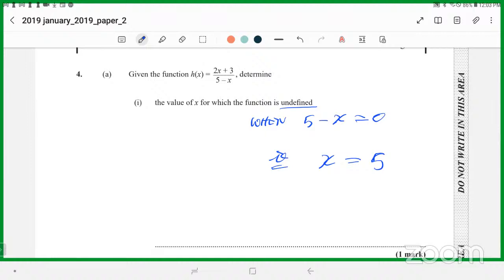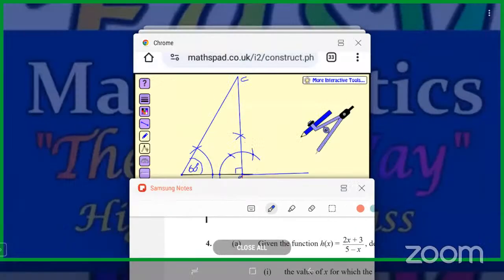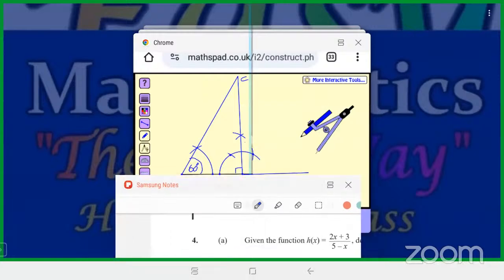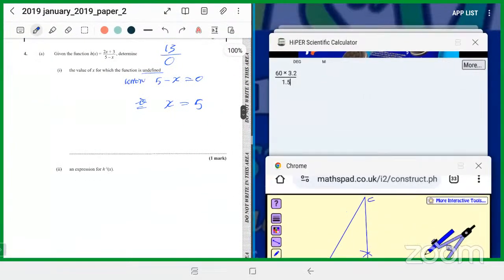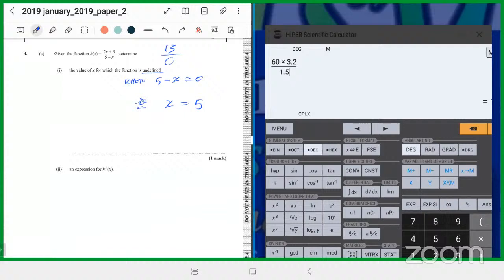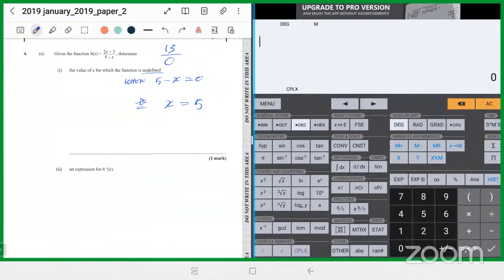Okay, you can't divide. And if you want to actually see it, if you put 5 in there, just to show it, 2 times 5 is 10, and 3 makes 13 over 5 minus 5, which is 0. If you divide 13 by 0, the calculator can't work. It will be a math error, syntax error, some kind of error. Let's just show it for the purpose of those who are not so clear on what we're saying. You cannot divide by 0. Any value that will make the denominator 0 in a fraction causes the fraction to be undefined.